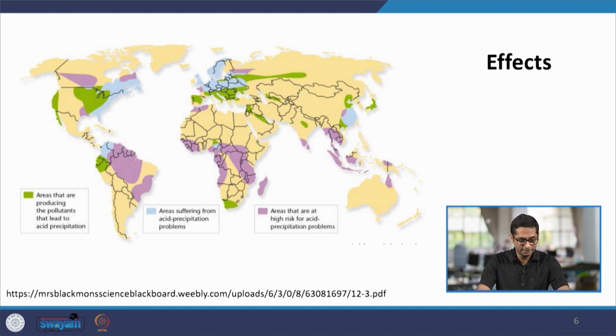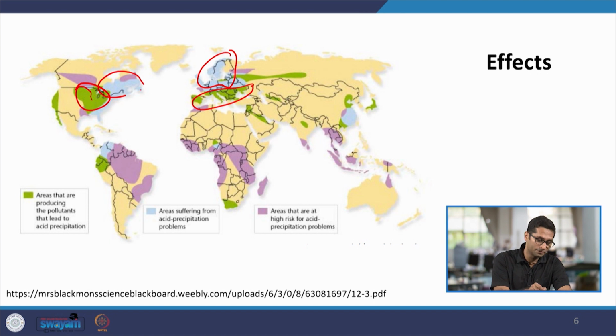As can be seen in this map, the areas marked in green were the source of acid precipitation, the major sources of sulfur and nitrous oxides. You can see the Americas here and the lower parts of Europe, and the areas that were suffering from this acid precipitation were different countries. Like you can see countries like Norway, Sweden and the Nordic countries, as well as Canada, which was a major sufferer of the emissions originating from the US.